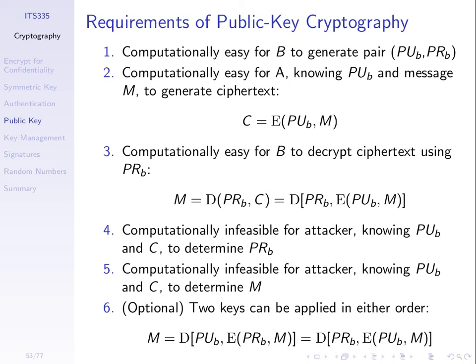If the attacker similarly knows the public key, they know the ciphertext, it should be hard to find the original plaintext. So they shouldn't be able to decrypt unless they have the correct key. We require that. Here it says computationally infeasible, practically impossible. In theory it may be possible, but in practice it must be so slow that it would take millions of years to do so. This optional one, not so relevant at this point in time.